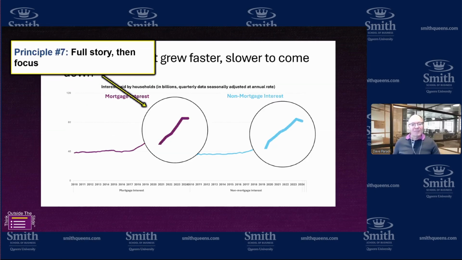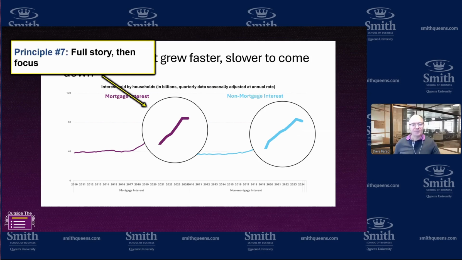Principle 7, tell people the full story and then focus. So what I did is I split this into two parts. I showed the overall trend first so that we could see the mortgage interest grew much faster.